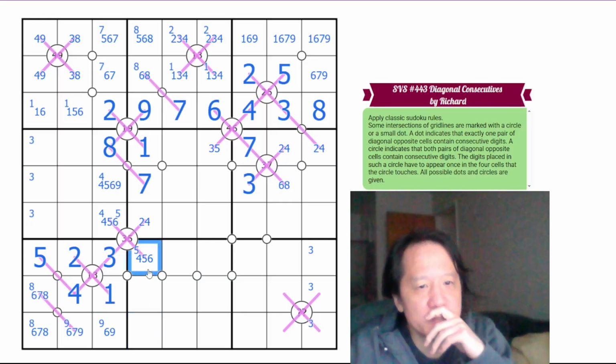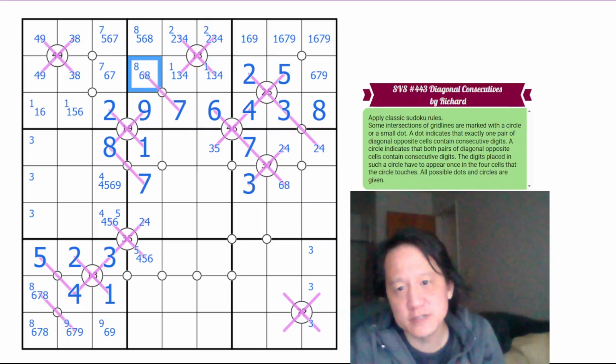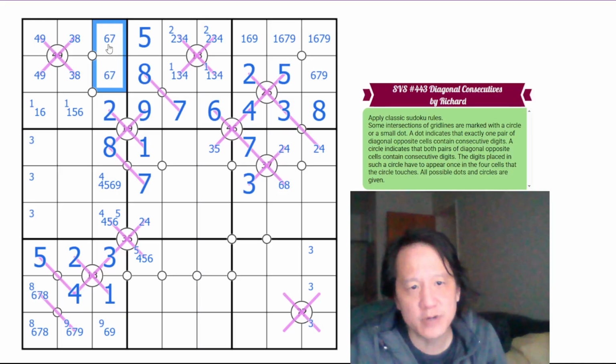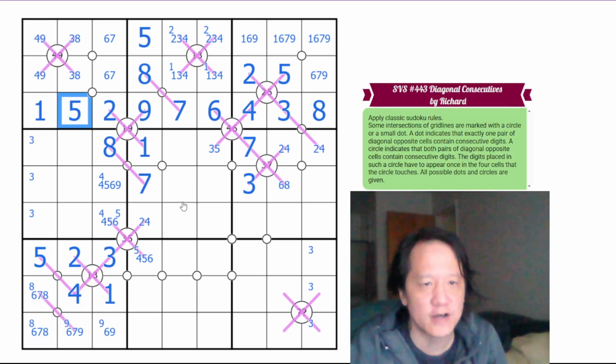What else do we have? 2 could still be consecutive with 3. 7 is consecutive with 6 or 8. This 6 eliminates 6 here, so it's 8, which makes this 5. So this cannot be 5. We have a 6-7 pair in box 1, which eliminates 6 and 7 in the rest of the box. So this can't be 6. This is 1. This can't be 1 or 6. It's 5.